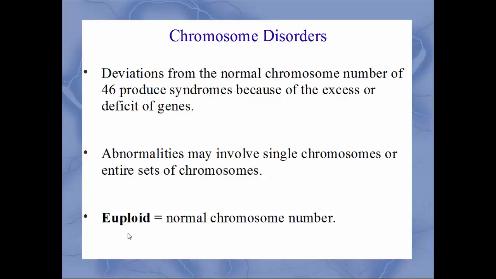That number is called the euploid number. The prefix eu means true, like eukaryotic cells are true cells compared to prokaryotic cells, like in microbiology. But euploid is what you want. That's normal, 46.